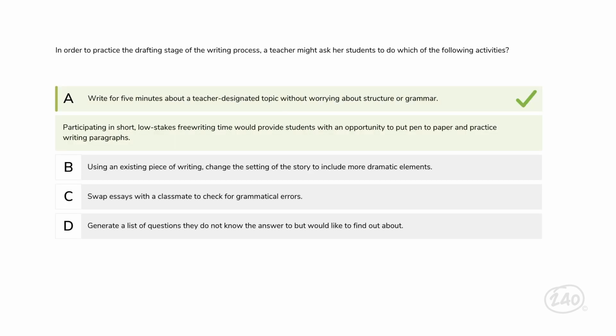A is our best choice. Participating in short, low-stakes free writing time would provide students with an opportunity to put pen to paper and practice writing paragraphs, which is in line with what pre-writing is all about. Domain 1, done. Let's keep it moving on to Domain 2.